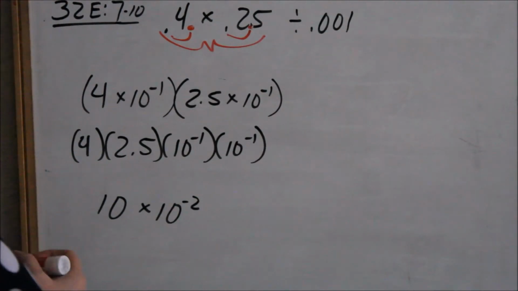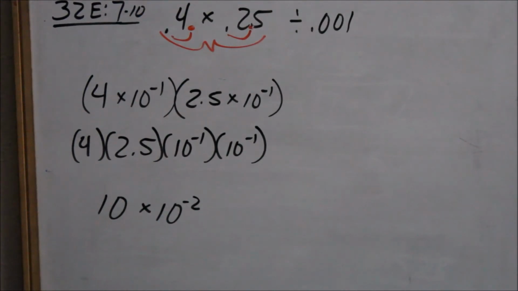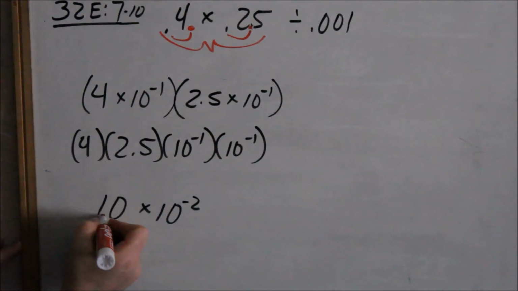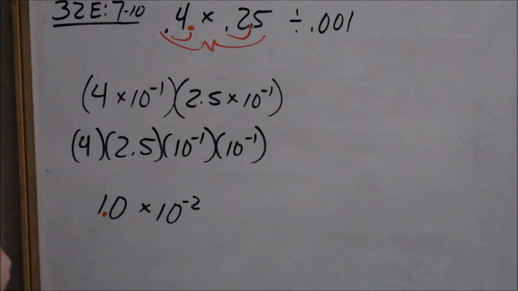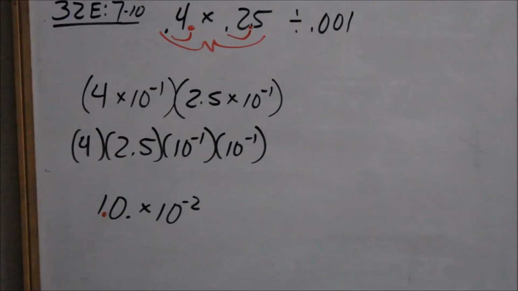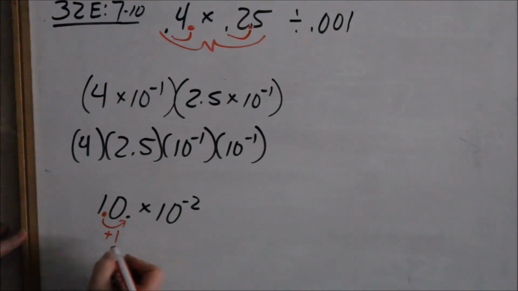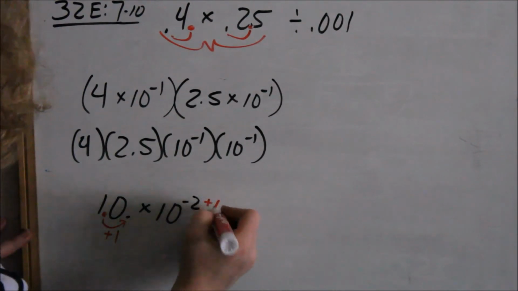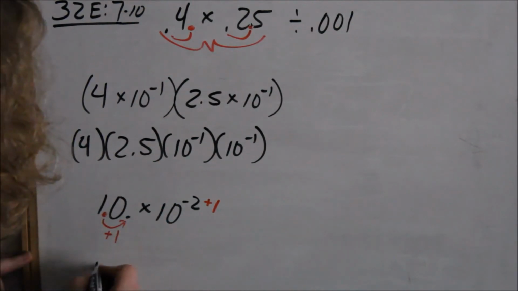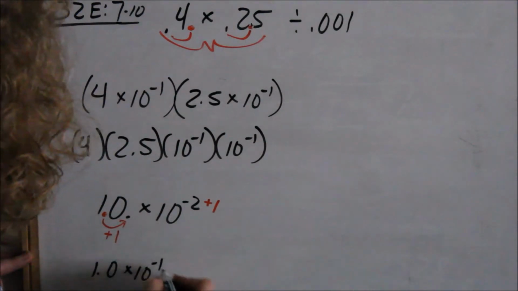I would put this in the correct scientific notation form before moving on. My decimal is not where I need it to be. It's right here after the 10, but I want it to be after the first significant digit, which means after the 1. Okay? Any whole number, the decimal's at the end. So to get it back to the original spot, I moved to the right a positive 1. So that means I need to add 1 there. So therefore, in scientific notation, this would be 1.0 times 10, negative 2 plus 1 will be negative 1.